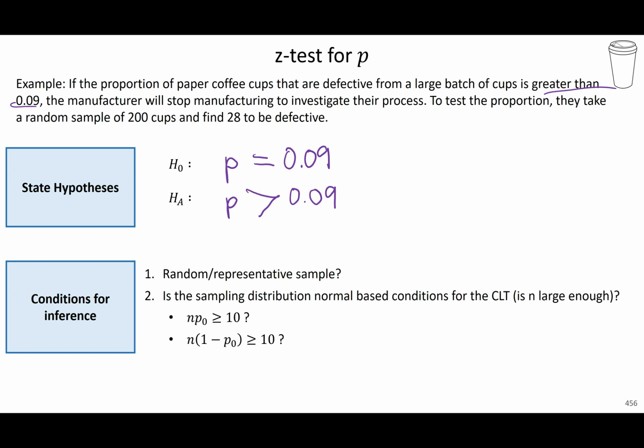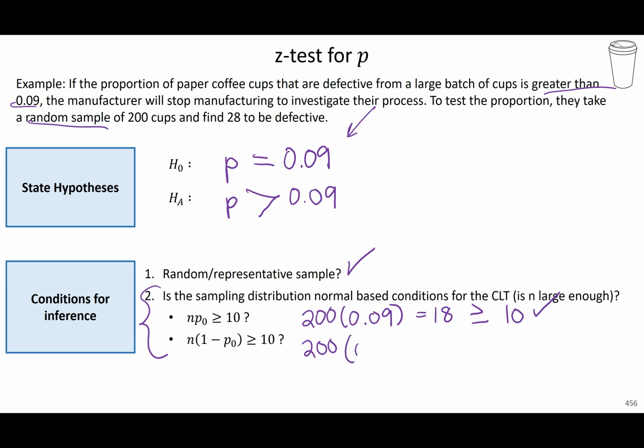So looking at my conditions for inference, random representative sample: yes, because I took a random sample of 200 from the large batch. I'm not sure how many are in a large batch, but it must be pretty large. And the size conditions have changed from before. Now I want to know, if the null is true and 9% really are defective, could I have expected to take a sample of 200 and see at least 10 defective and 10 not defective? Short answer, yeah, I could have. 9% of 200 is 18. That's bigger than 10, yes. If I expected to see 18 defective, I would have expected to see 200 minus 18 that aren't defective.